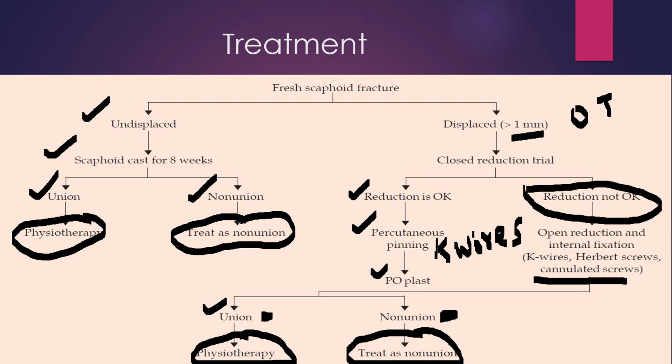So the treatment of non-union is open reduction, bone grafting. We take a cancellous bone graft or a cortical cancellous bone graft from iliac crest, and we fix it with Herbert screws. So the treatment of non-union, open reduction, bone grafting, and fixation with Herbert screws.